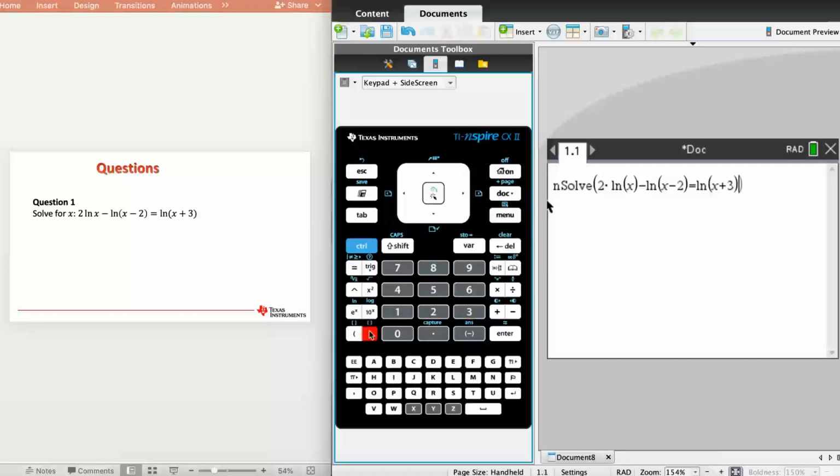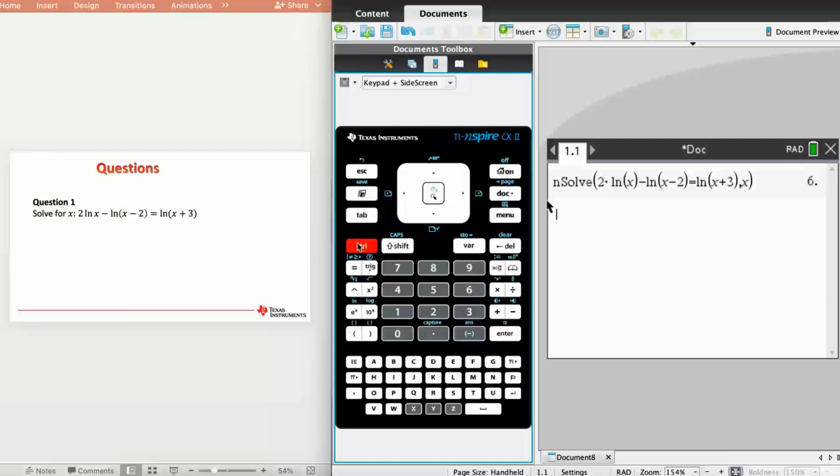Now I'm solving for x, so at this stage I need to put comma and specify the variable that I'm solving for. Enter, and I get my answer of 6. So that solution could have been done analytically, but can also be done on the calculator. To verify the solution, I would like to plot two graphs and find the point of intersection of the two graphs. The x-coordinate of the point of intersection from my numerical solve should also be 6.